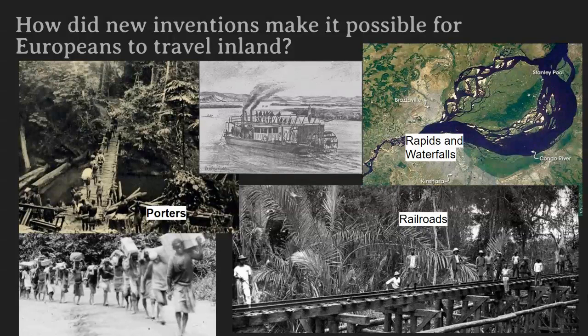Railroads like this one were built all across the Congo. Local people were forced to build these railroads.